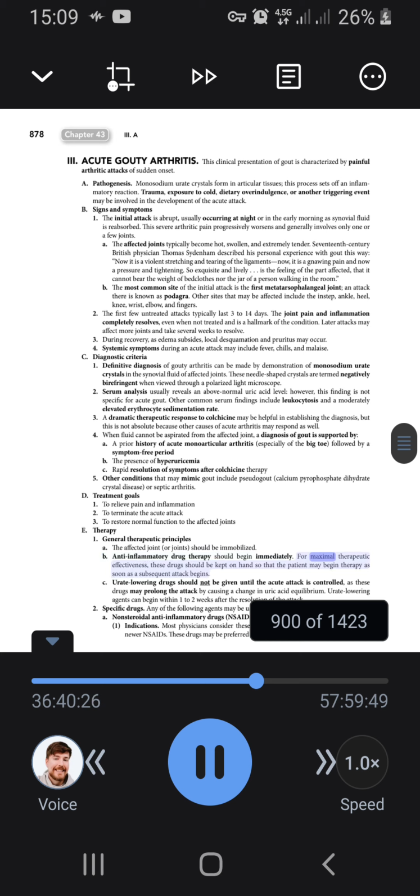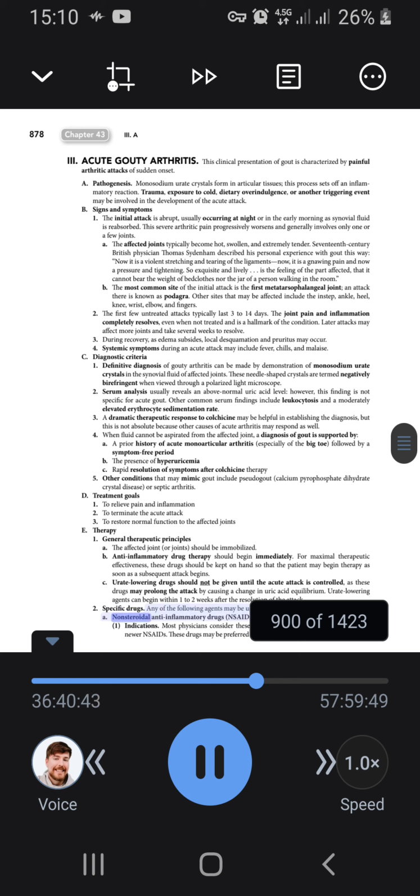For maximal therapeutic effectiveness, these drugs should be kept on hand so that the patient may begin therapy as soon as a subsequent attack begins. C. Urate-lowering drugs should not be given until the acute attack is controlled, as these drugs may prolong the attack by causing a change in uric acid equilibrium. Urate-lowering agents can begin within 1 to 2 weeks after the resolution of the attack. 2. Specific drugs. Any of the following agents may be used.